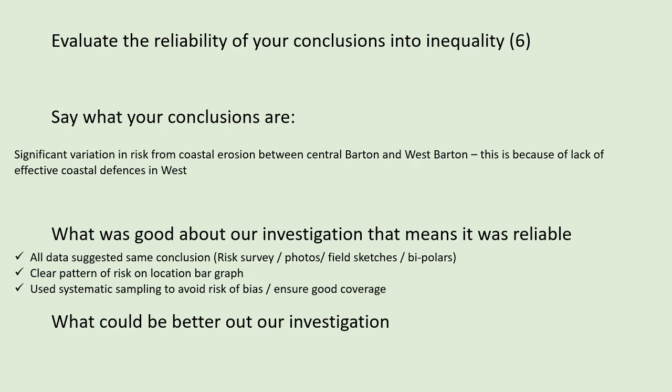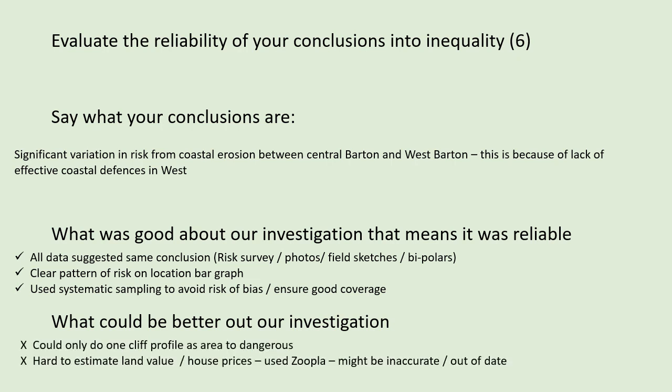Now, the technical name for that is triangulation. You're able to triangulate your data, and because they all pointed to the same thing, you're confident they're reliable. Even when you look at individual bits of data, like the locational bar graph, there's a really clear geographical pattern. So again, you should be fairly confident. And when we were collecting data, particularly the risk, we used systematic sampling to reduce the risk of bias and to ensure good coverage. So again, that means that we're more confident we've got a representative sample, which makes our conclusions reliable. But it wasn't perfect.